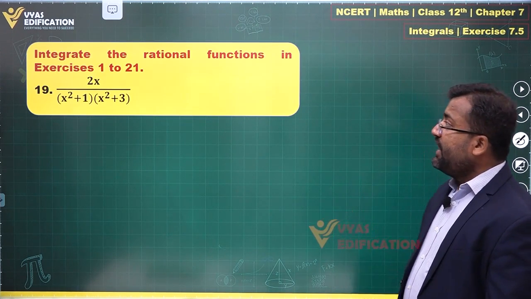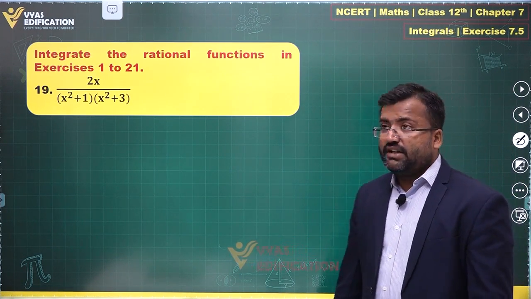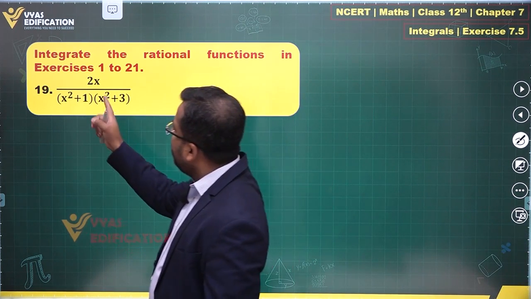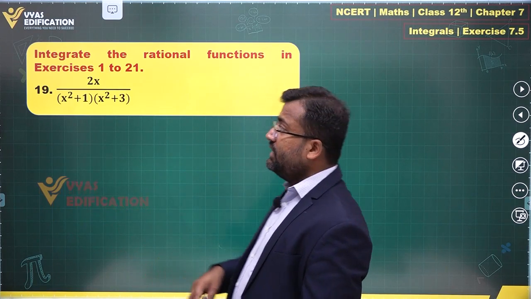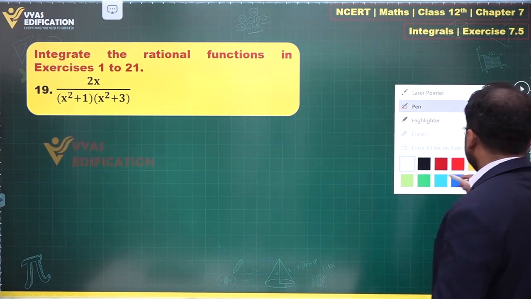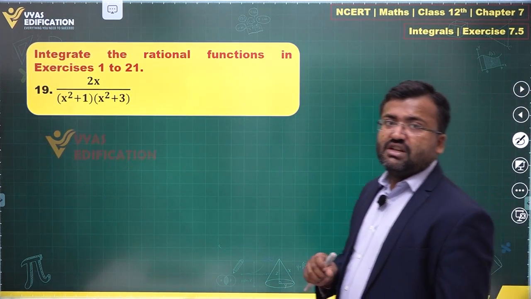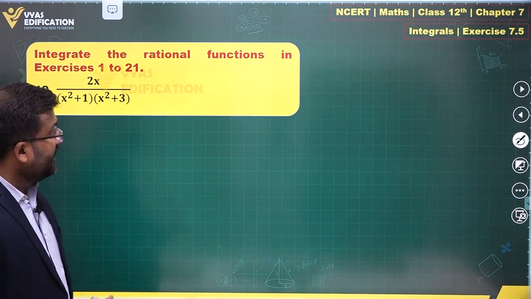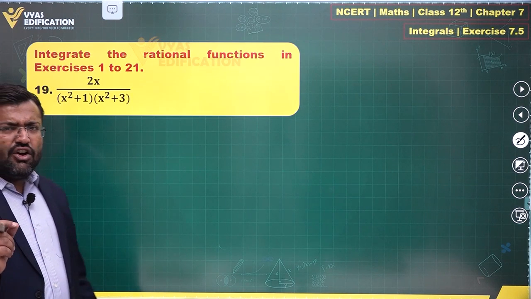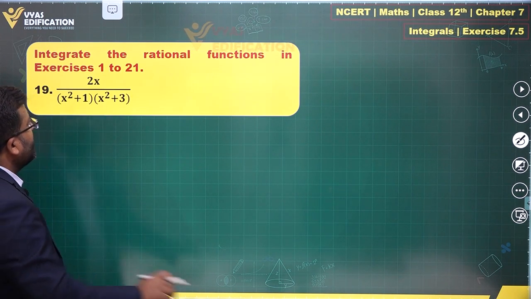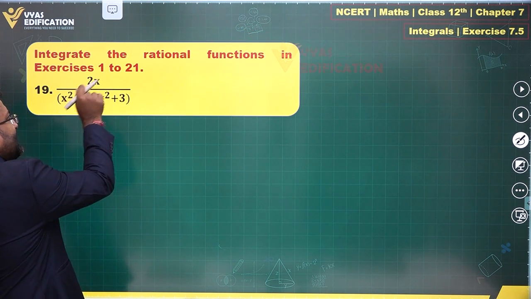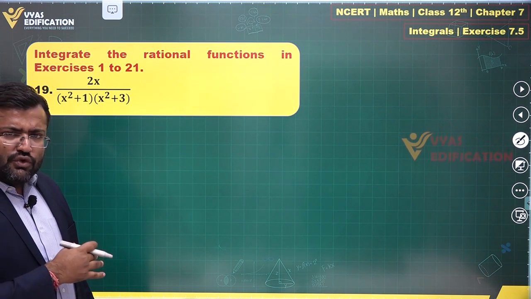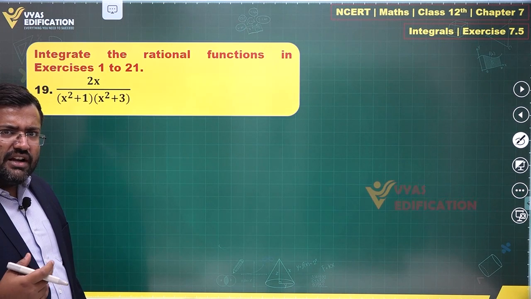In the 19th question, we have 2x upon (x² + 1)(x² + 3). Okay, so there are x square as well as x terms. Okay, and since that's the case, one of the approaches is to use partial fractions directly without thinking too much. But if you slightly observe this closely, you see that the derivative of x square is present in the numerator, right or not?